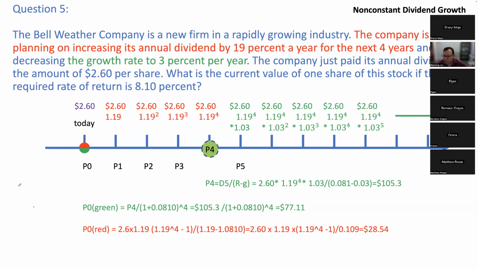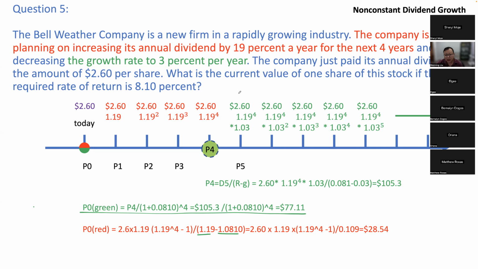Cheryl. Can you explain again where the 1 plus 0.0810 comes from? Here? Yeah, the P4 divided by 1 plus 0.0810. Yes. Okay.